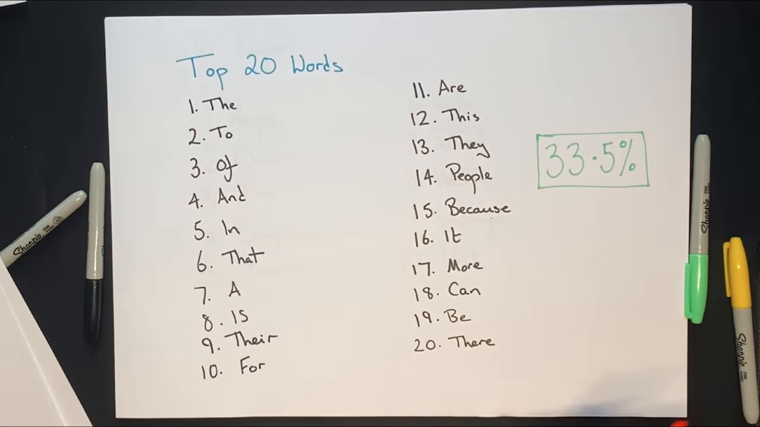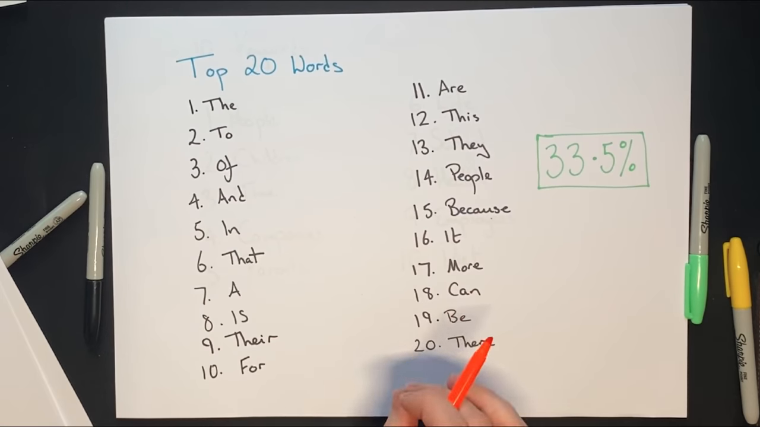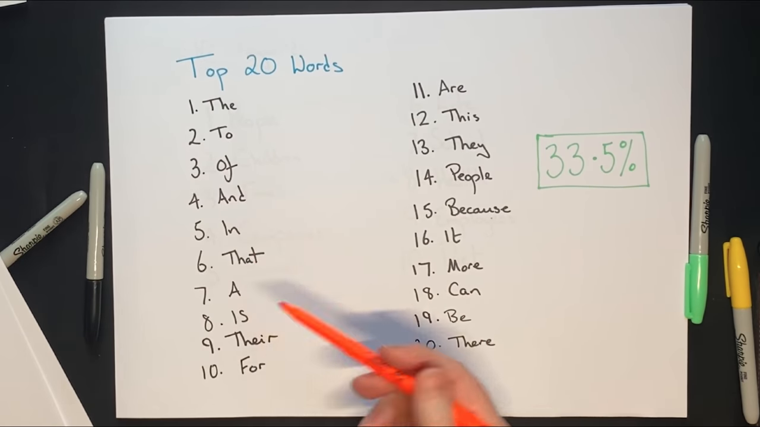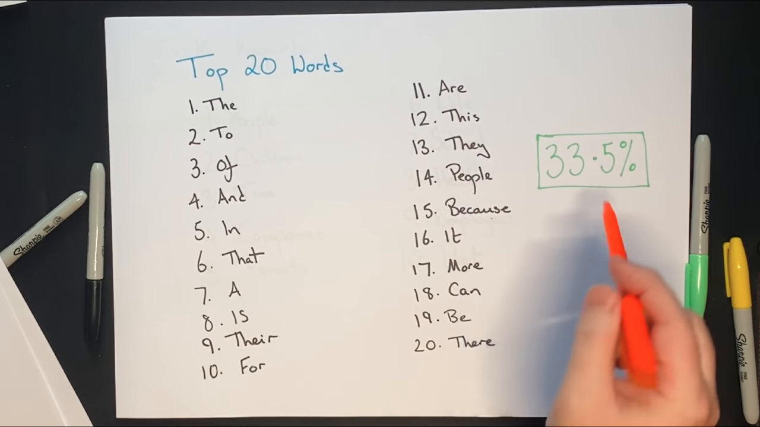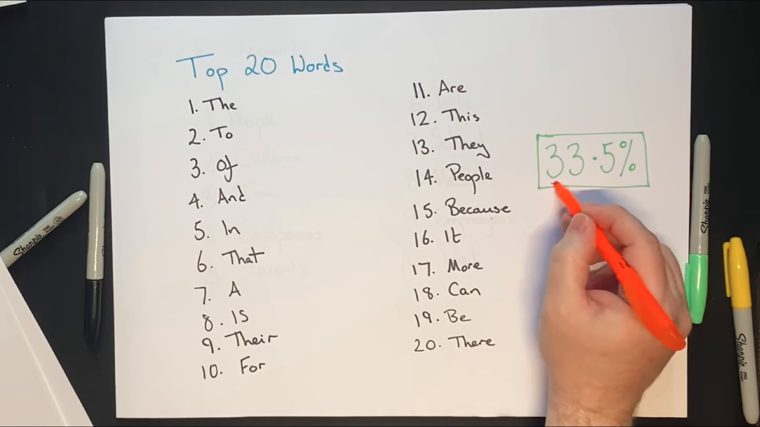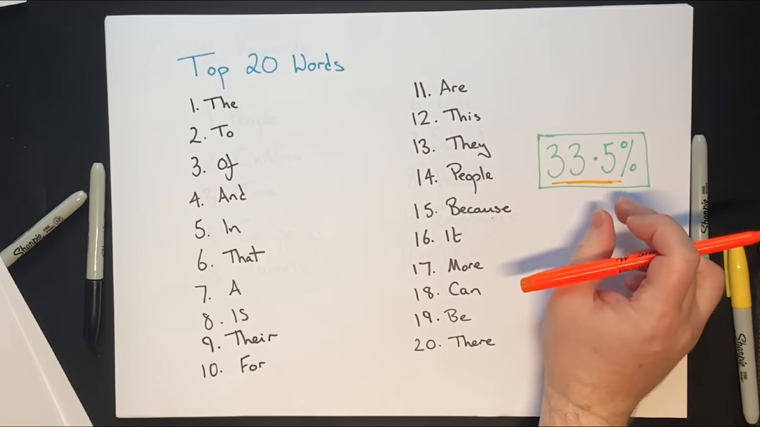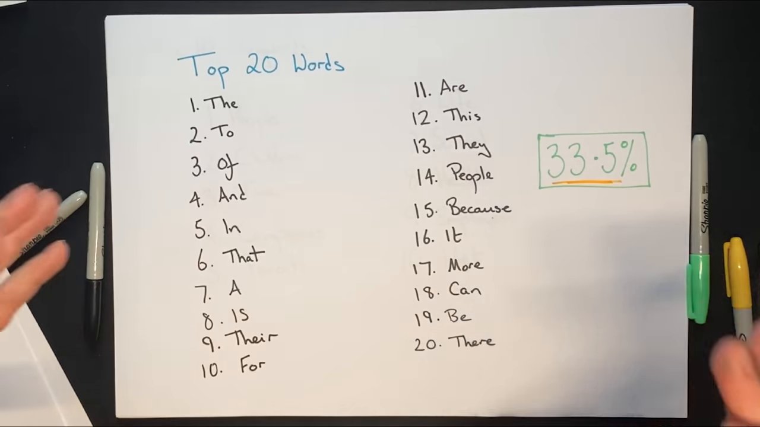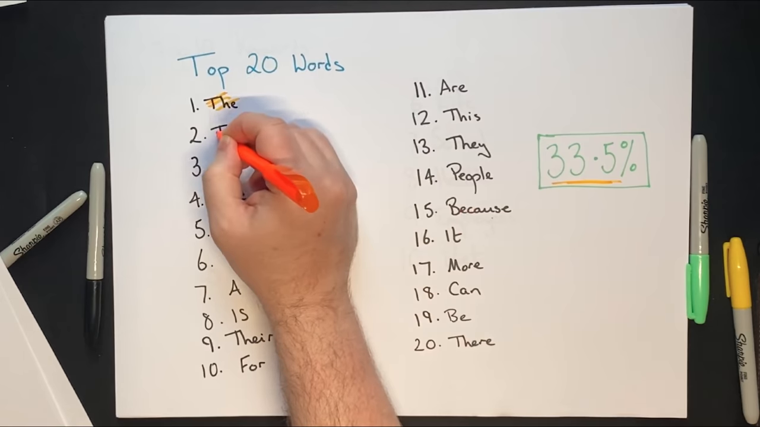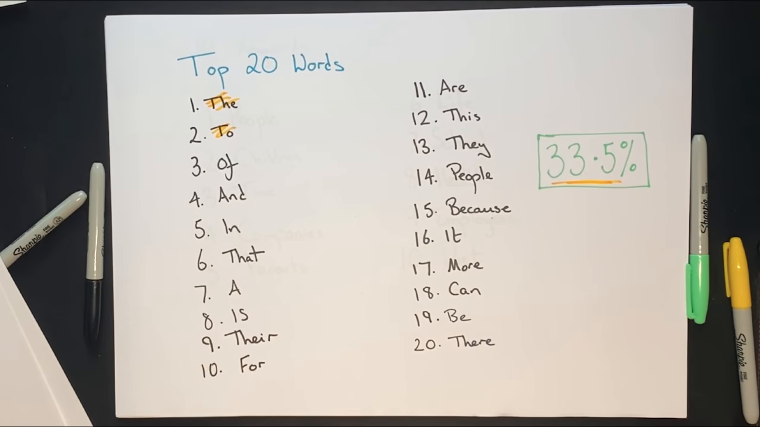So when we looked at all 100 of those essays, these were the top 20 words. Words like the, to, of, and, in, that, are, this, they. In fact, just these 20 words made up 33.5%, more than a third of the total words in essays. The was the most popular word, to was the second most popular word.